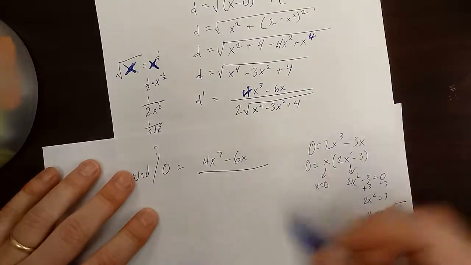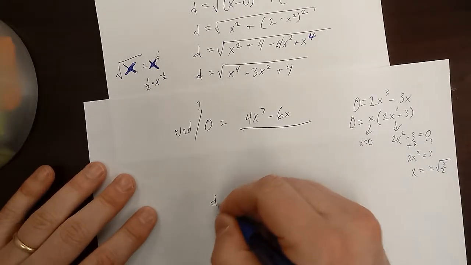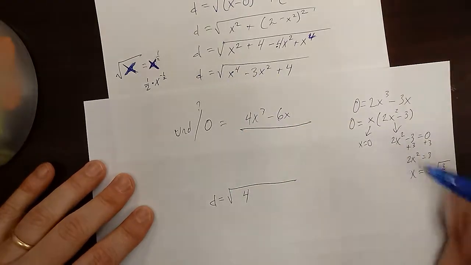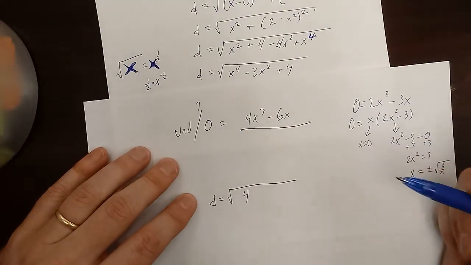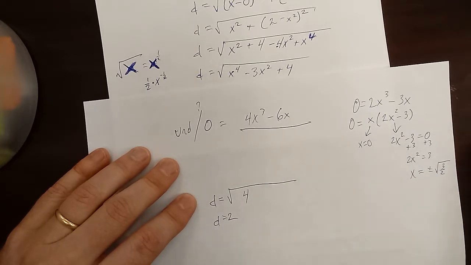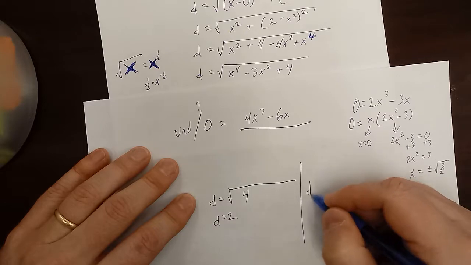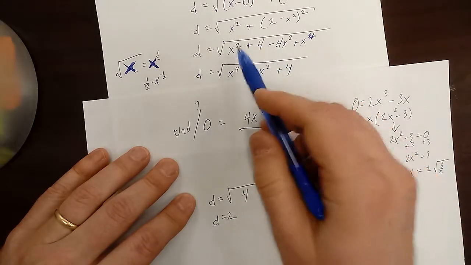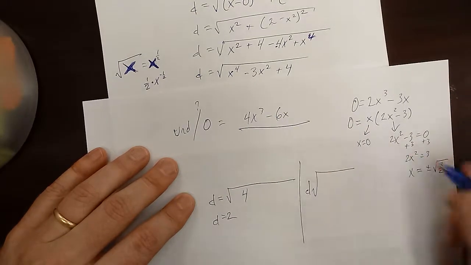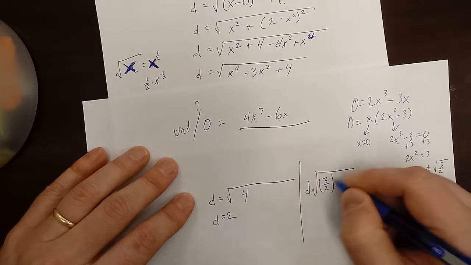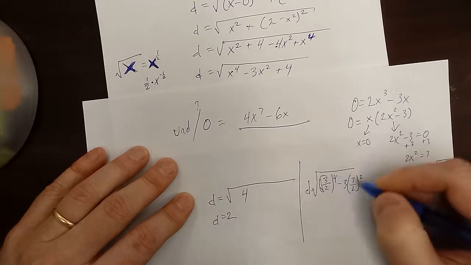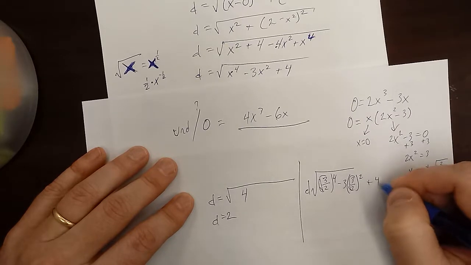If I plug in 0, I get d is equal to the square root of 4, because 0 just cancels the x stuff out. So that tells me d is equal to 2. When we try the square root of 3/2, the positive or negative won't matter because they're either getting squared or to the 4th power, so the negative is going to disappear. So 3/2 to the 4th minus 3 times the square root of 3/2 squared, plus 4.